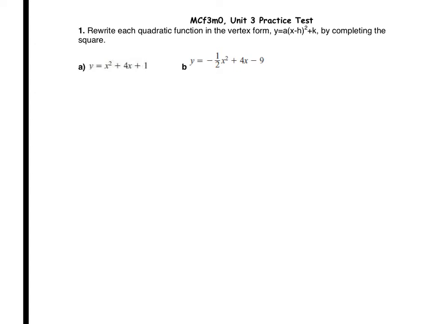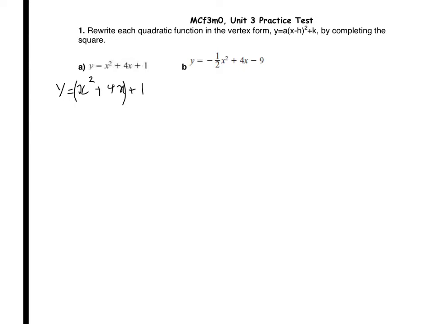Okay, let's start with the first problem. The question is y equals x squared plus 4x plus 1. I have to rewrite it in vertex form using completing the square. So again, remember, when I have y equals x squared plus 4x plus 1, I'm going to put a bracket around the two terms with x.